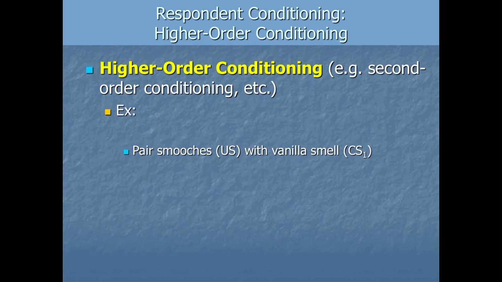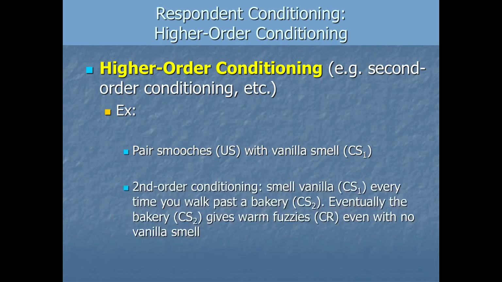But where does higher order conditioning come into play? Well, let's say just by chance you happen to smell vanilla every time you walk past a bakery on your way to work. Over and over and over again, day after day, as you walk past this particular bakery, see the bakery sign, you smell vanilla. Now remember, you've been programmed to have positive associations with vanilla based on that first order conditioning, the earlier conditioning. So soon you might find yourself getting the warm fuzzies, a conditioned reaction, just from walking past the bakery, even at night when no vanilla smell is coming out of it, right?